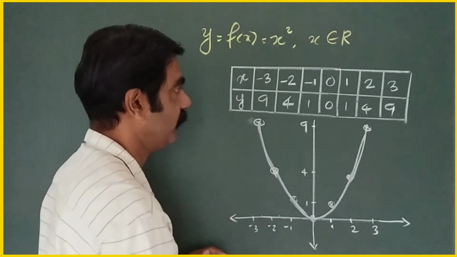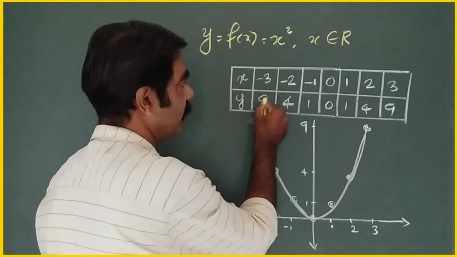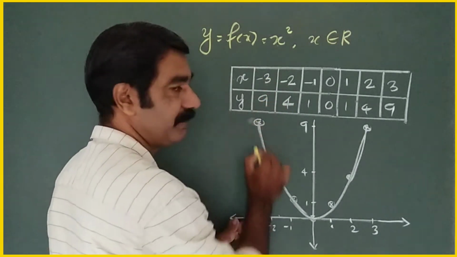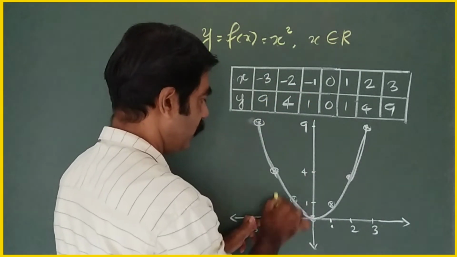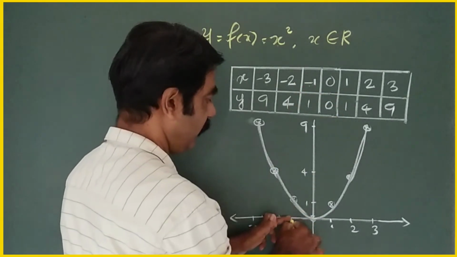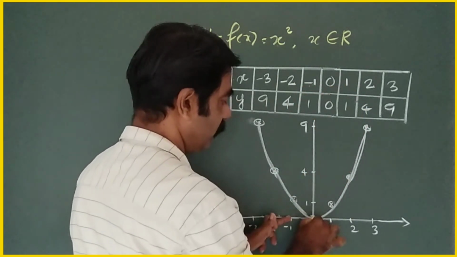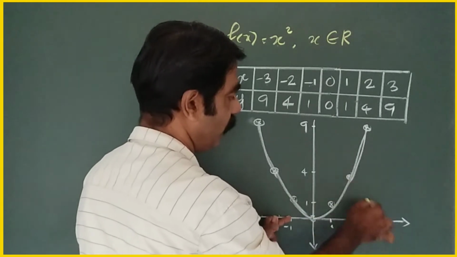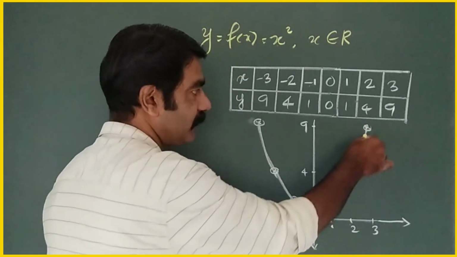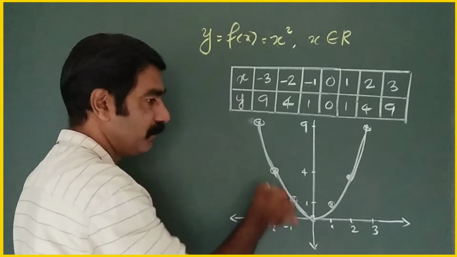So plot these points on graph paper. See the rough figure approximately. When x is minus 3, y is 9. So minus 3, see, 9. When x is minus 2, 4. When x is minus 1, 1. And 0, 0, this point. 1, 1, 2, 4 and 3, 9. So just join these points by a smooth curve.